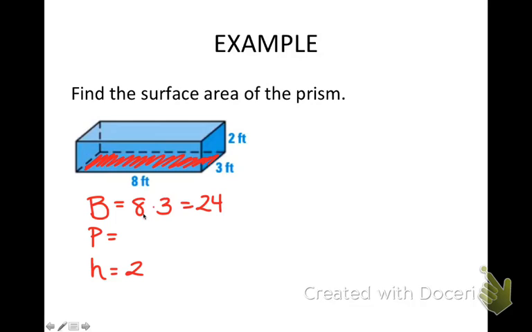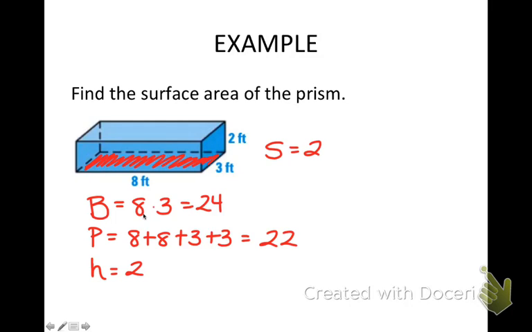How am I going to find the perimeter of that same base? 8 times 2 plus 3 times 2? Sure. Or I'm just going to write it out like this. But that would be exactly right, Dominic. So 16 plus 9 is what? 16 plus 3 is 19. 19 plus 1 is 22. Really close. So now can we plug those into the surface area formula?